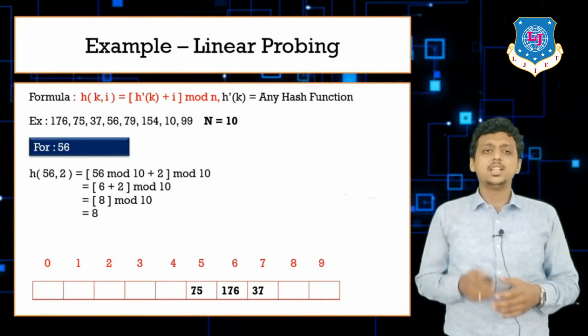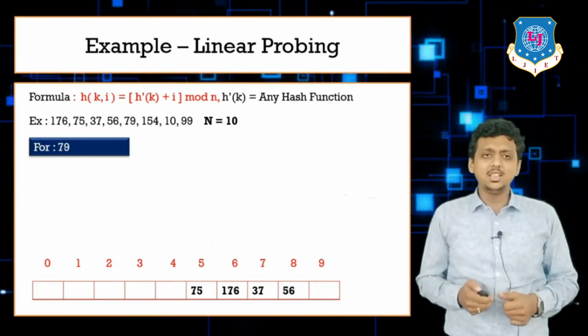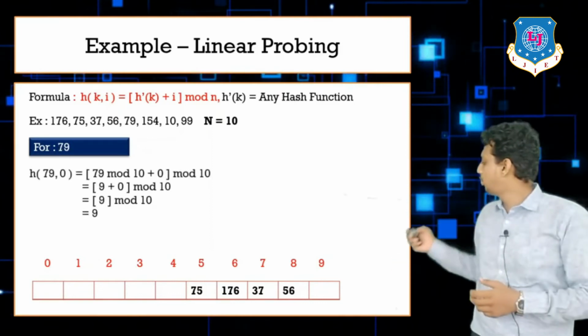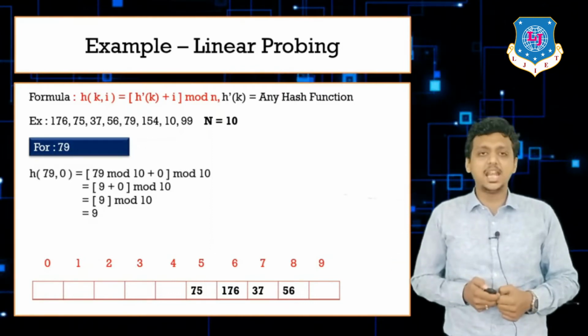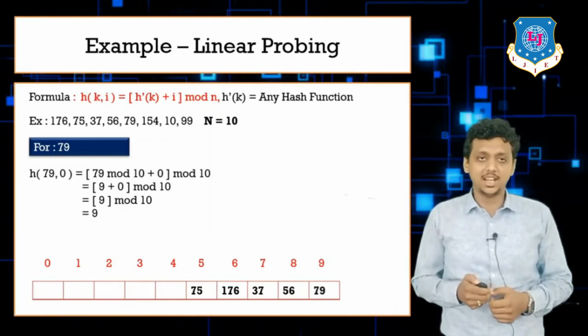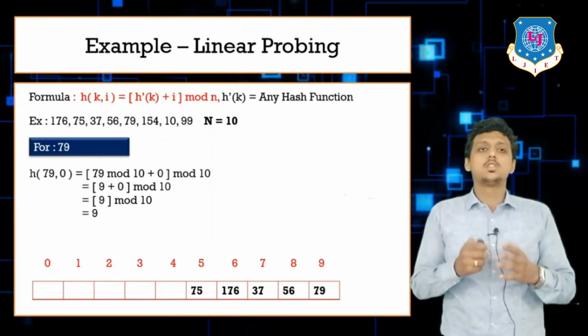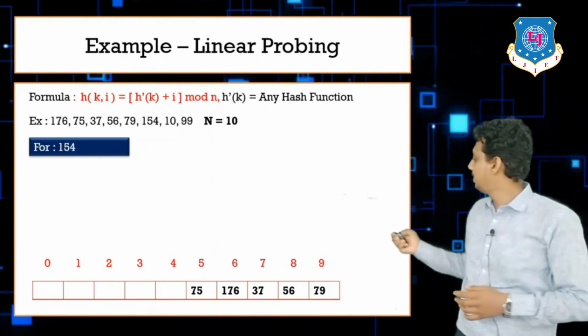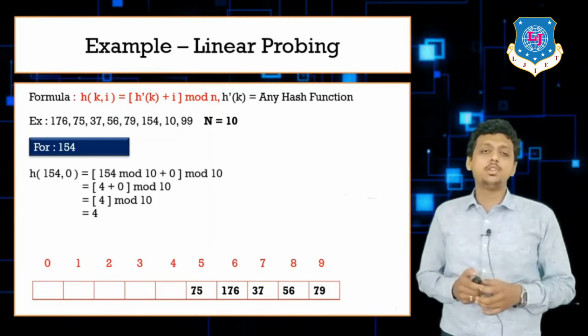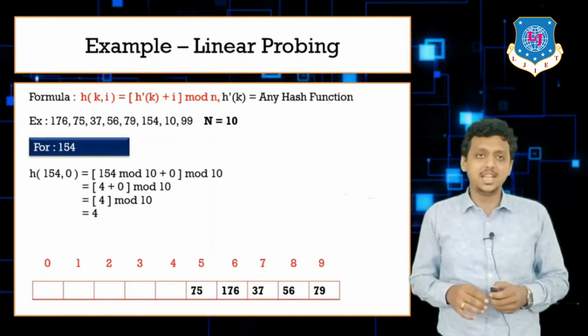Okay, now let's see the next values. Next value, students, we have 79. Just apply the formula and you will get the answer 9. Is 9 occupied? No. So you can directly insert 79 there. Now next we have 154. Apply the formula and we get the answer 4. So we can insert 154 at the 4th index.